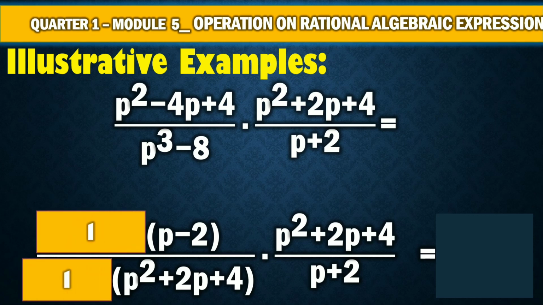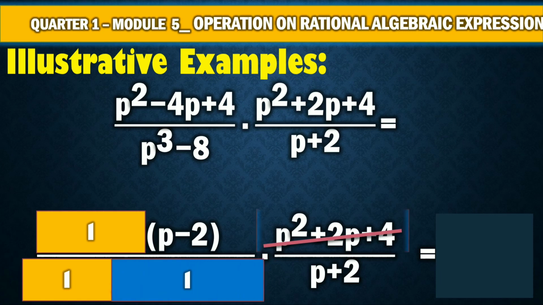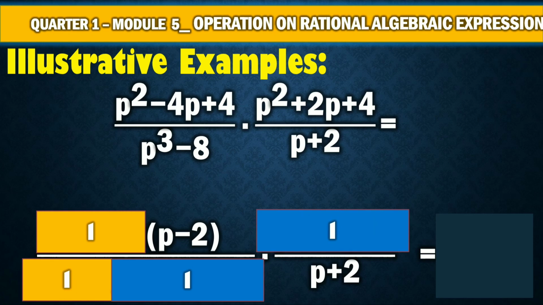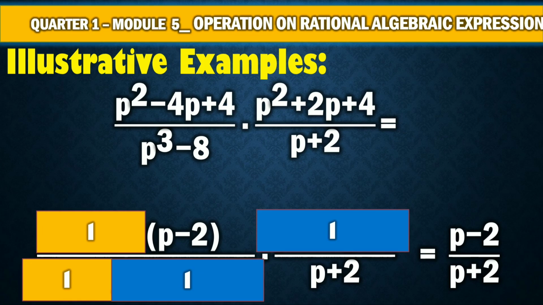Is there more? Yes. So, the p squared plus 2p plus 4 is common here in the denominator of the first expression and the numerator of the second expression. So, we divide it out. So, that is equal to 1. So, let's multiply. So, 1 times p minus 2 times 1, that is equal to p minus 2 over 1 times 1 times p plus 2 in our denominator. So, our final answer is p minus 2 all over p plus 2. Very good.